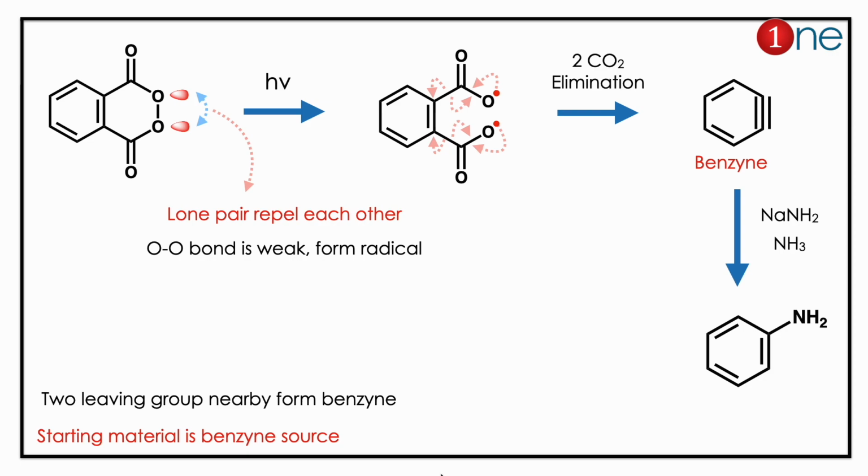CO2 is a very good leaving group, so you have CO2 elimination. Two leaving groups are in the same system, so you have a triple bond, which is benzyne formation. Then you are using sodamide and ammonia. Finally, you end up with aniline.